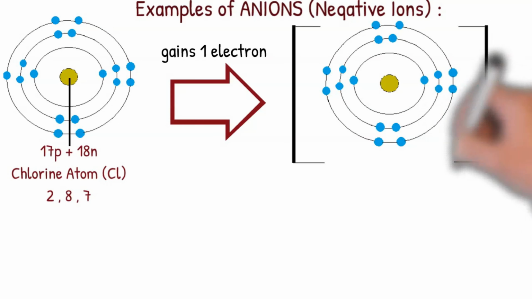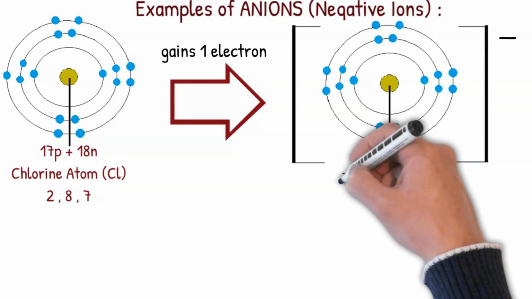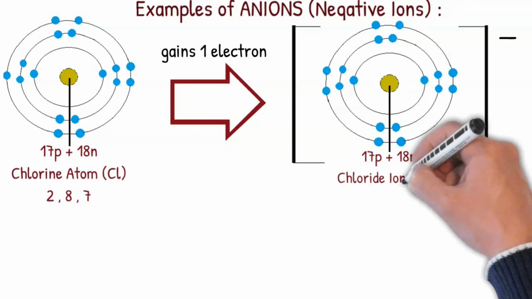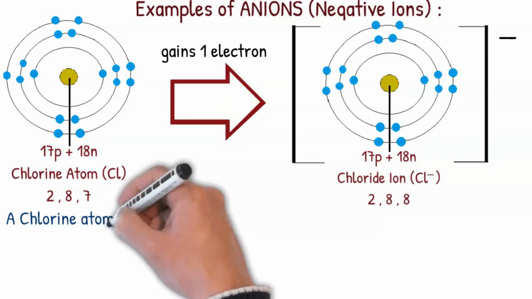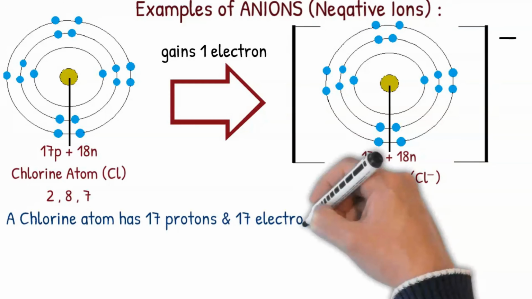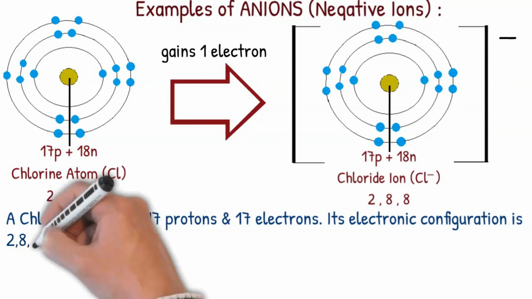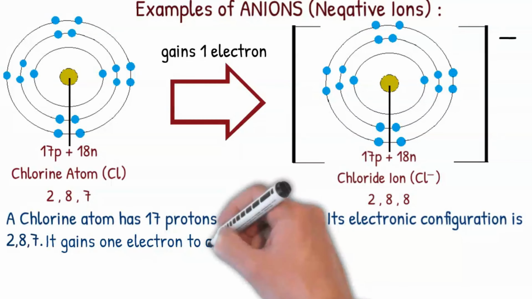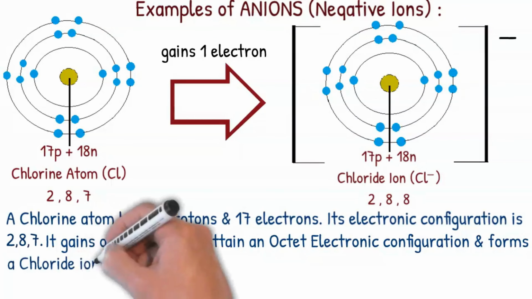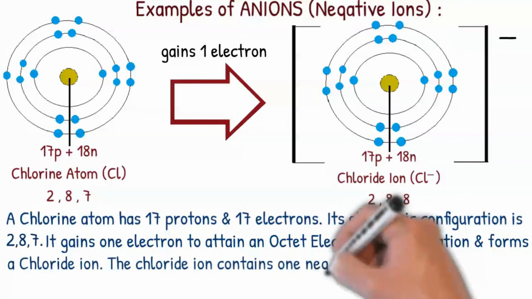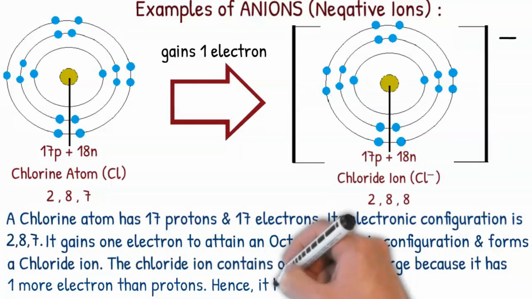It becomes a chloride ion. As chlorine has gained 1 electron, its electronic configuration is 2, 8, 8. A chlorine atom has 17 protons and 17 electrons, its electronic configuration is 2, 8, 7. It gains 1 electron to attain an octet electronic configuration and forms a chloride ion. The chloride ion contains 1 negative charge because it has 1 more electron than protons, hence it has the symbol Cl-.